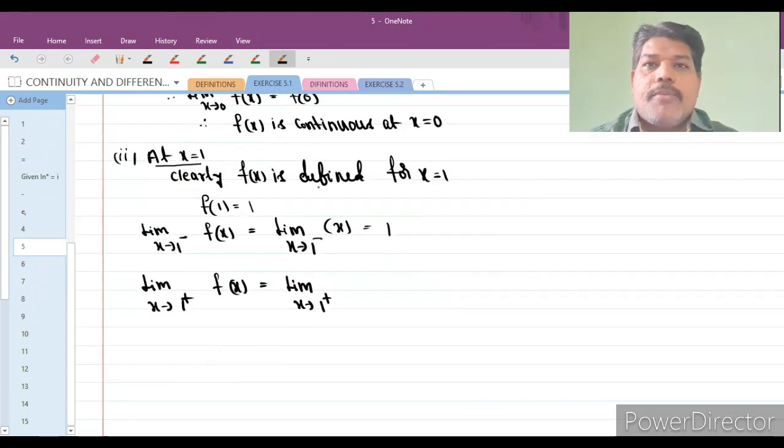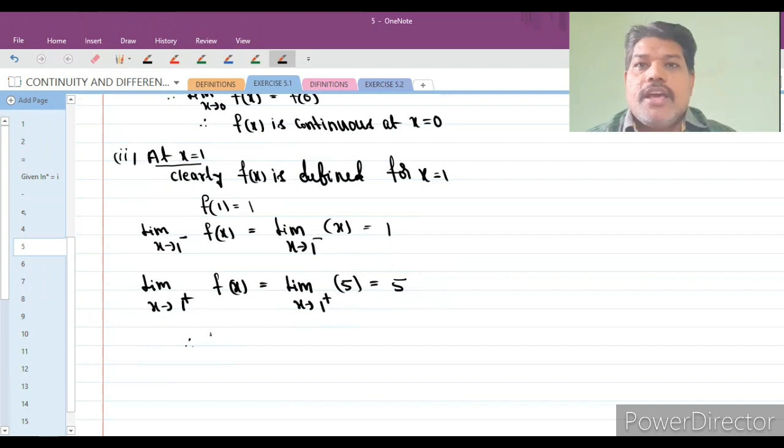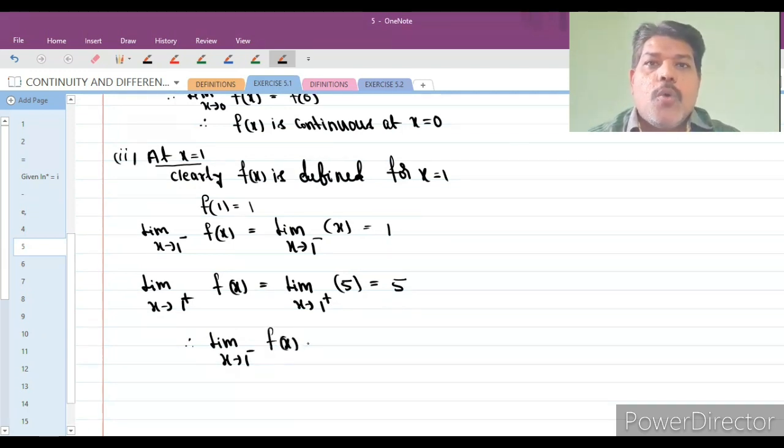So automatically, students, x tending to 1 plus means x is greater than 1, so f of x will become 5 only. If you apply the limit, it will become 5. So what I observed here is that the limit as x tends to 1 minus of f of x is not equal to the limit as x tends to 1 plus of f of x. The left hand limit and the right hand limit are not equal.